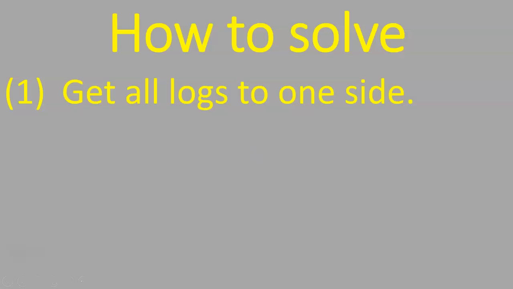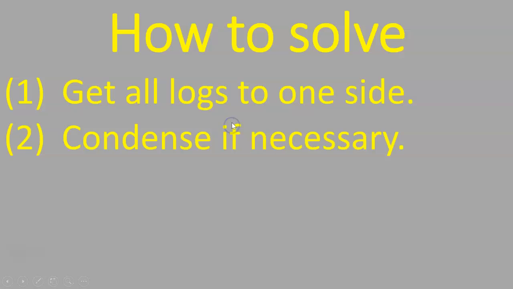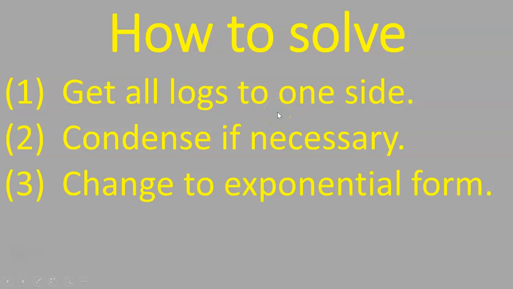Now there is one exception. If you have exactly one log of the same base on each side, you can just set the two arguments equal to each other, but you don't see that a whole lot. So generally we want to get the logs to one side, condense if necessary, change to exponential form, and solve. Okay, so let's see some examples.